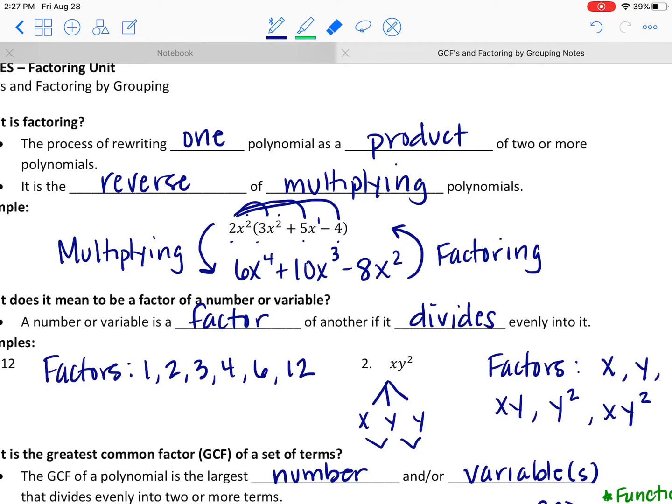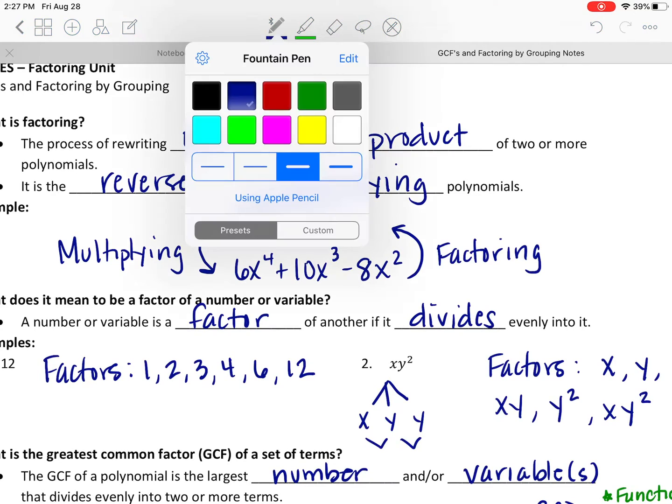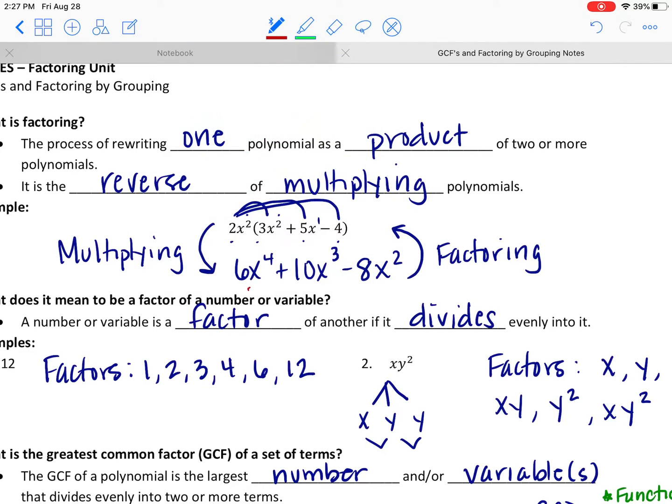So if I looked at 6x to the fourth, 10x to the third, and 8x squared, and I said, what's the GCF? Biggest number that goes into 6, 10, and 8 is 2. And then 4, 3, 2, they have 2 x's in common. That 2x squared, that's my GCF. Once I know that's my GCF, that's got to be what goes outside of our parentheses. And then the question is, how do I figure out what's left over?